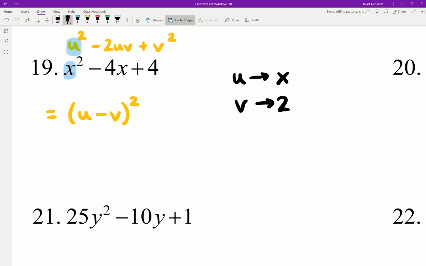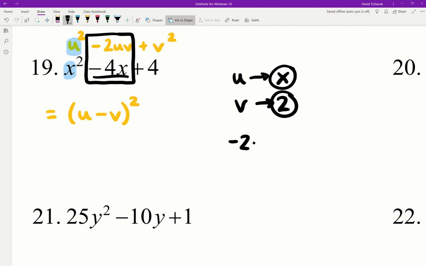Now, the only thing left to check here is the middle term. Is it the case that if I do 2 times u times v, with u and v being what we defined over here, I end up with a negative 4x? Well, that's something you could do mentally if you like, but I'll write it out for the purpose of this example. So I want to test 2uv. Playing the role of u was x, and playing the role of v was 2. So is it the case that if I do negative 2 times x times 2, I get negative 4x? Well, yeah, absolutely, yes, it is.